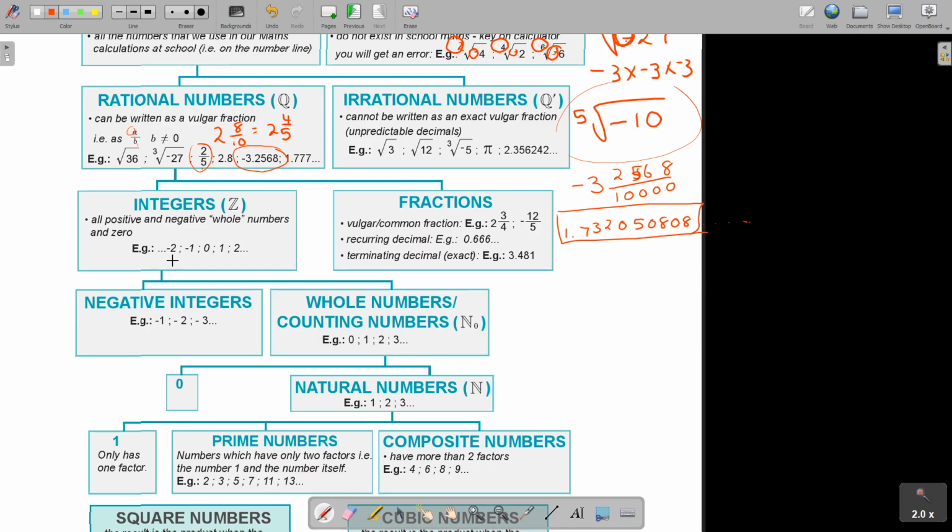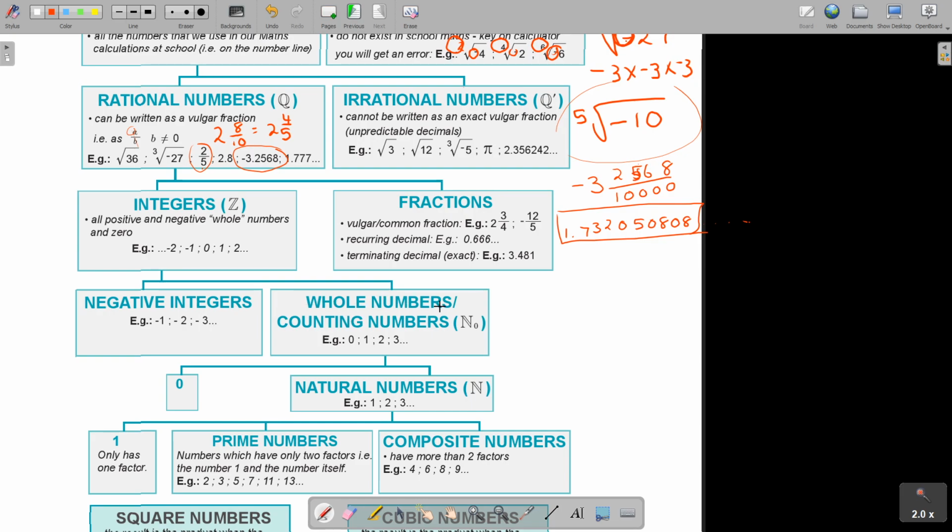Now what are integers again? Integers are almost like whole numbers, but they can be negative and they can be positive. So all the numbers without commas are integers. Fractions are the ones with commas, or a part of it is a fraction. And then you get negative integers there.